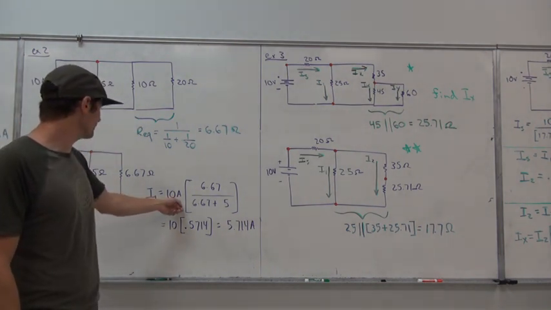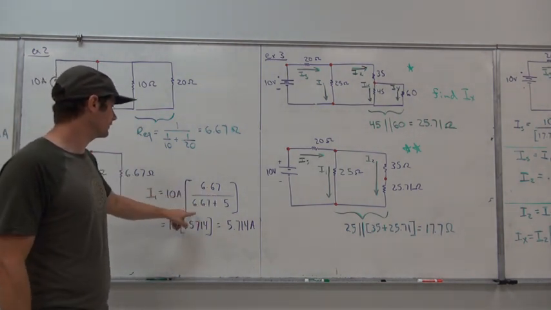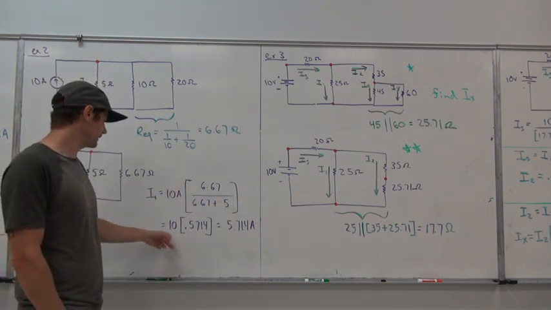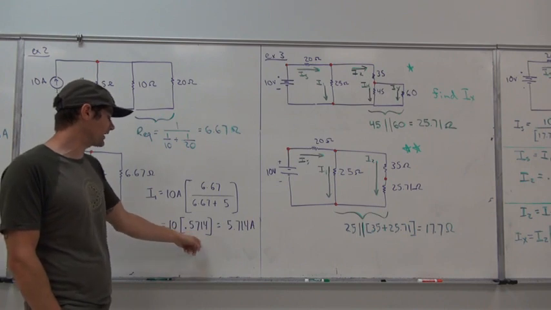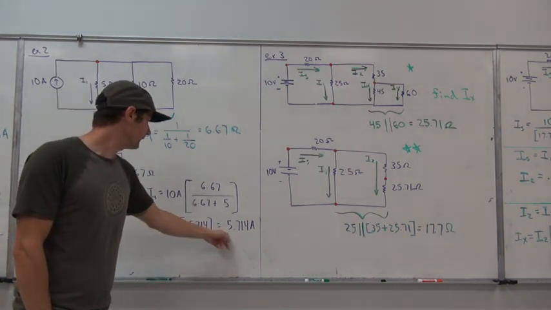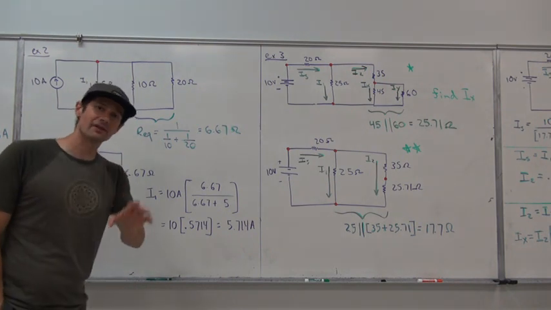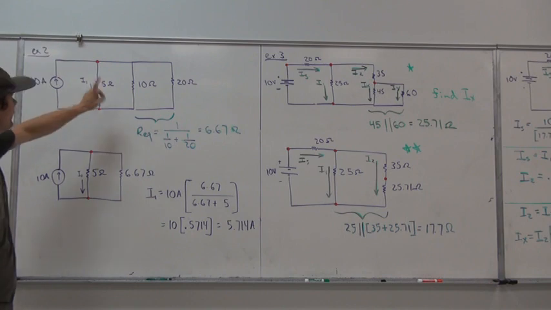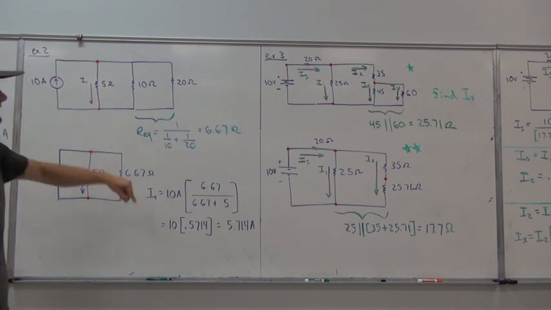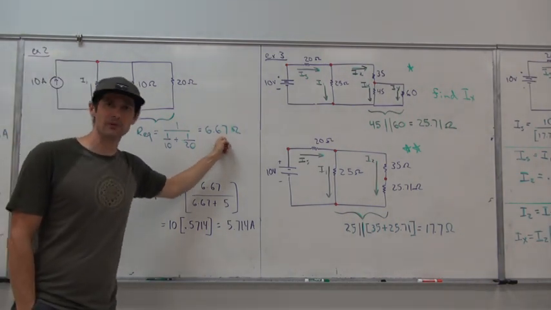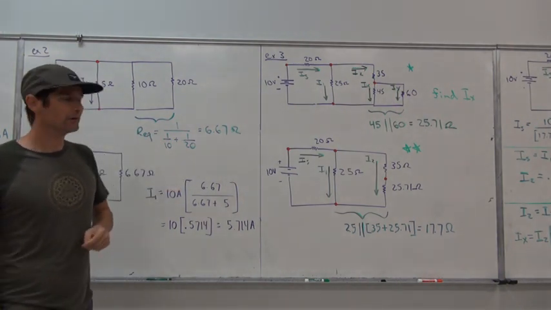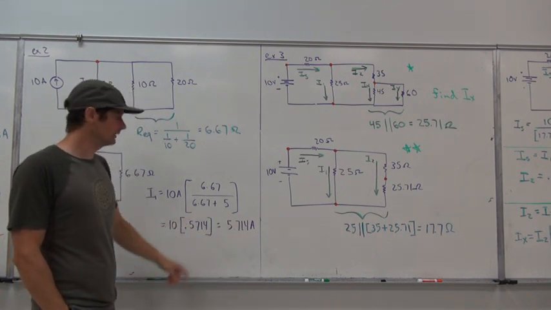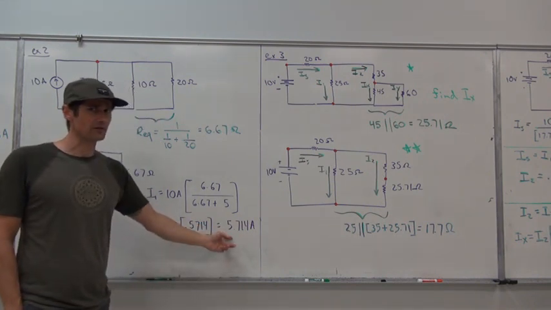I1 is equal to 10 amps times 6.67 over 6.67 plus 5 ohms. And that gives us 10 times 0.5714, or 5.714 amps. And that makes sense to have a higher proportion of the 10 amps from the source, because 5 ohms is less resistance compared to 6.67 ohms. So it definitely suffices to say that with current division, we intuitively know that this makes sense right here.